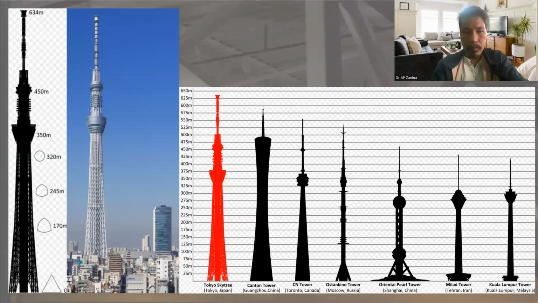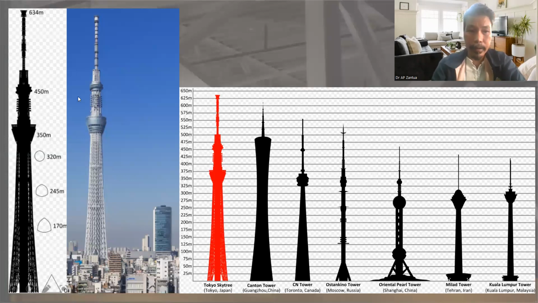200 meters is about 50 floors. And take note, the highest building in our country is less than 50 floors. So you have to put 50 floors on top of Burj Khalifa in Dubai.